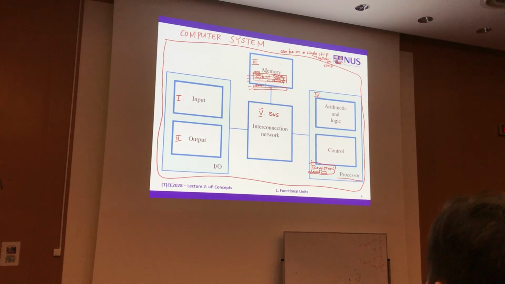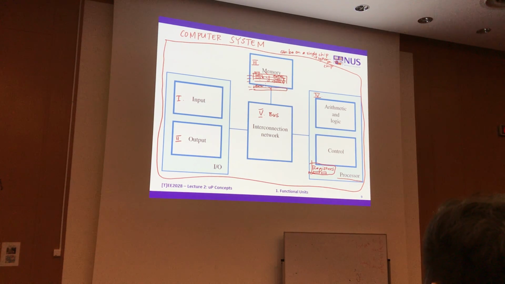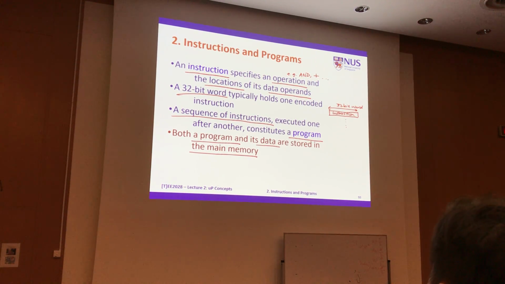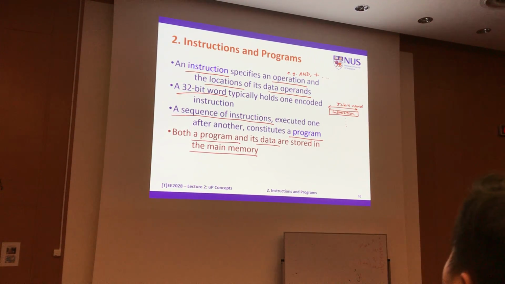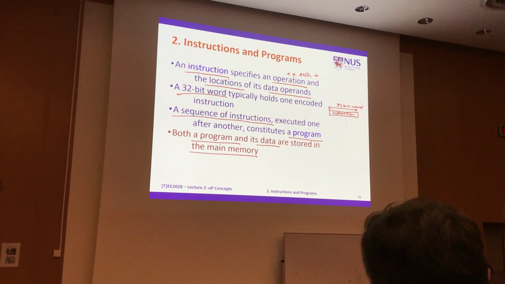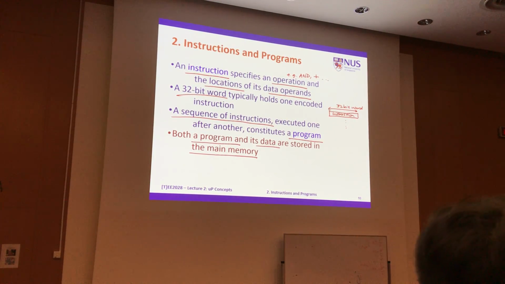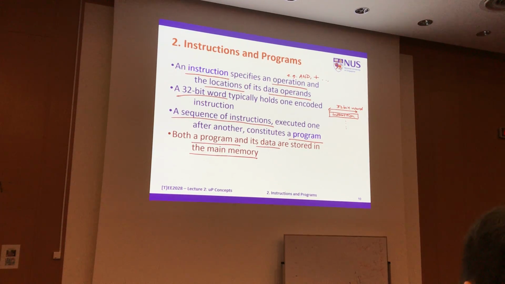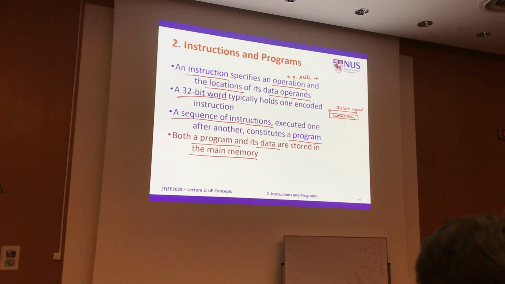And then the registers is inside here, right? And they're all joined by the interconnection network. Then we talk about instructions, and one word is 32 bits. Very useful to draw a rectangle to represent either a register or a word in memory.